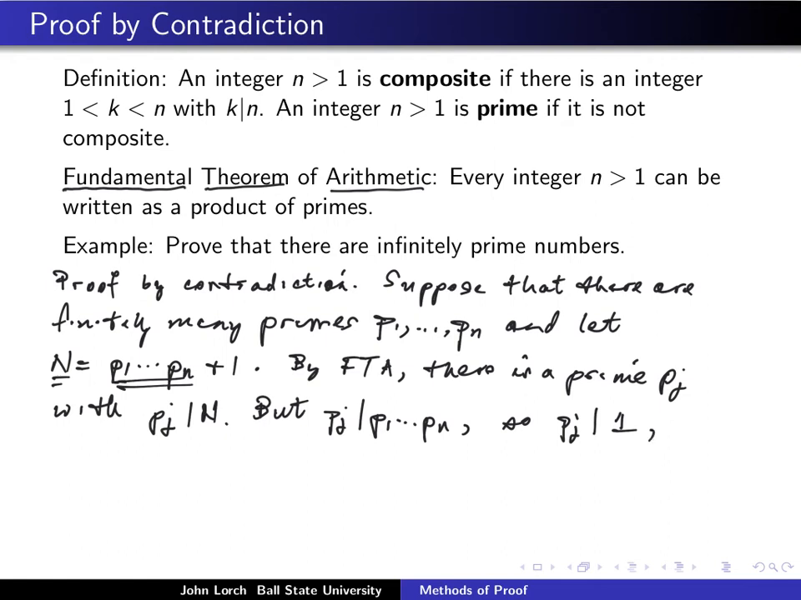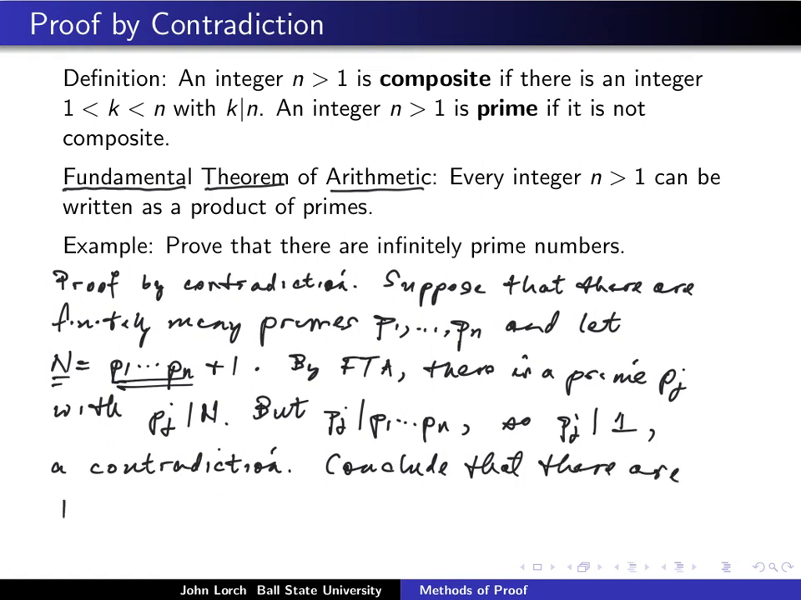But that can't happen because any prime is bigger than 1, so it can't divide evenly into 1. So that's a contradiction. So we conclude that there are infinitely many primes.